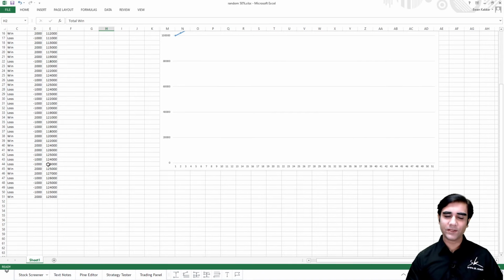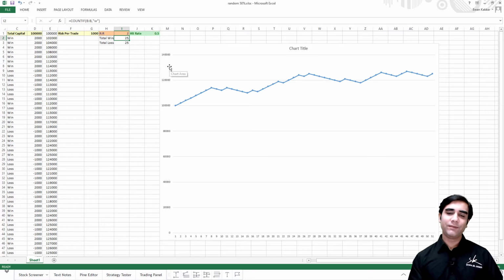You can see I have created a sample size of 50 trades. So if we have a sample size of 50 trades with a hit rate of 50%, that basically means that I will have 25 winning trades and I'll have 25 losing trades. Now whenever I refresh this sheet, it will create random results, right? It will have 25 winners and 25 losers, but these will be calculated randomly. Like here you can see the first trade was a winner, second is a winner, third is a winner, fourth is a win, fifth is a win, sixth is a win, seventh is a win, and then we have 2 losing trades.